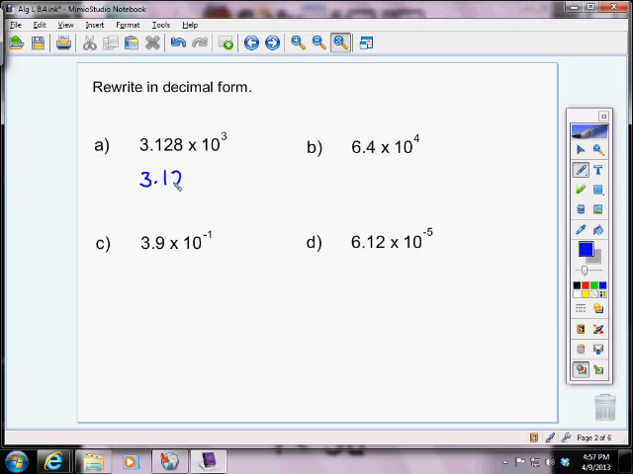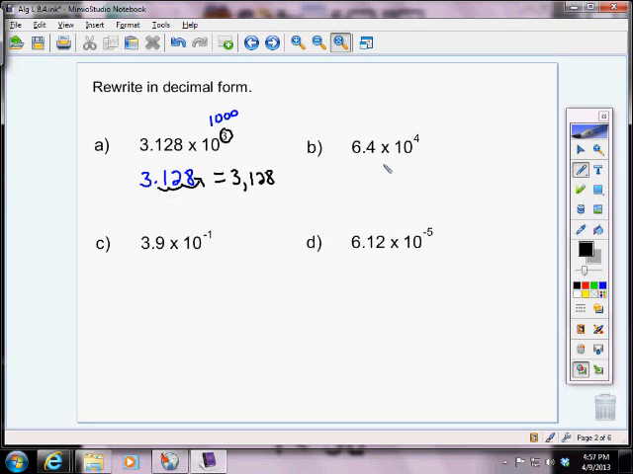What you do is you take your 3.128 and we're multiplying it by 10 to the third. 10 to the third is like multiplying by 1,000. So move your decimal point 1, 2, 3 times. This becomes 3,128. Again, if it's a positive 3, you're moving it to the right 3 times. Like I said, it's like multiplying by 1,000.